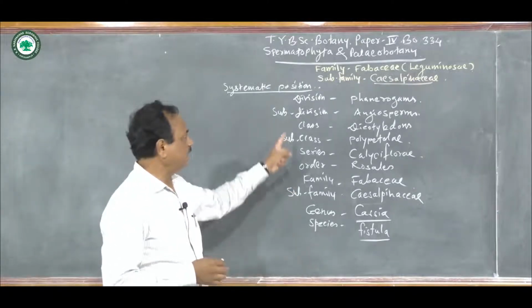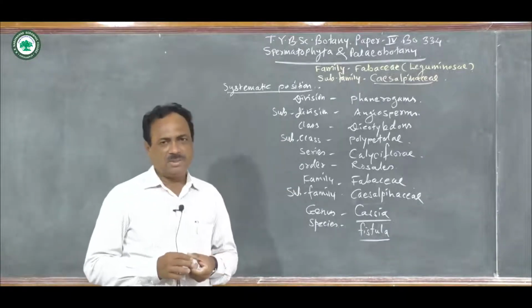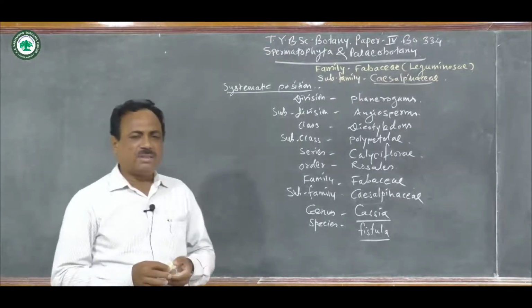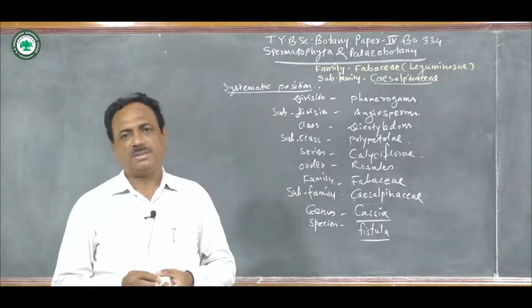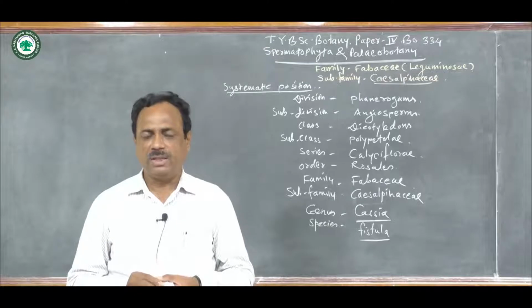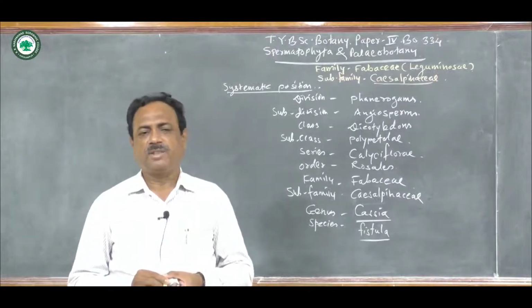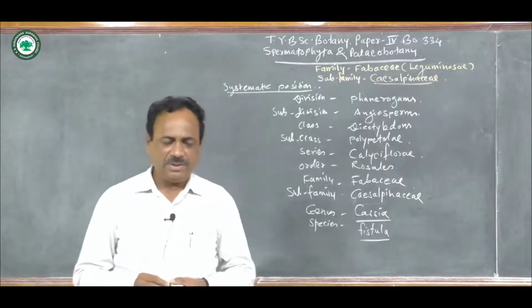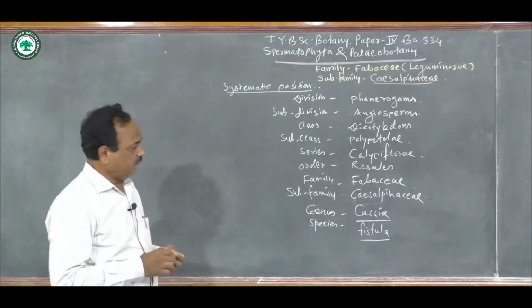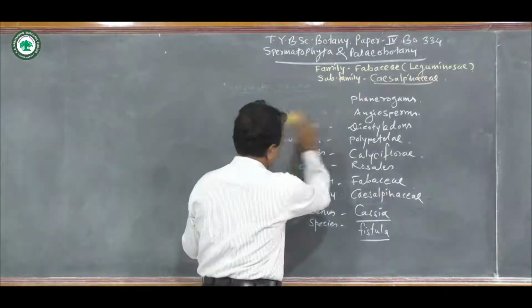So this is the classification or systematic position of the family. Division Phanerogams, subdivision Angiosperms, class Dicotyledons, subclass Polypetalae, series Caliciflorae, order Rosales, family Fabaceae or Leguminosae, subfamily Caesalpinaceae, and the example taken is Cassia fistula. So this is the systematic position or classification of the family.